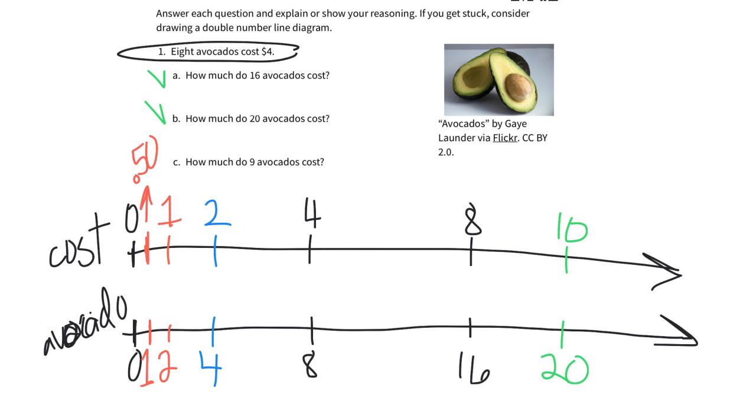So I now know that 8 avocados cost $4. 1 avocado costs 50 cents. So 1 avocado plus 8 avocados equals 9 avocados. That means I'm going to do 50 cents for the 1 avocado plus $4 for the 8 avocados equals $4.50. And now I'm done with that one as well.